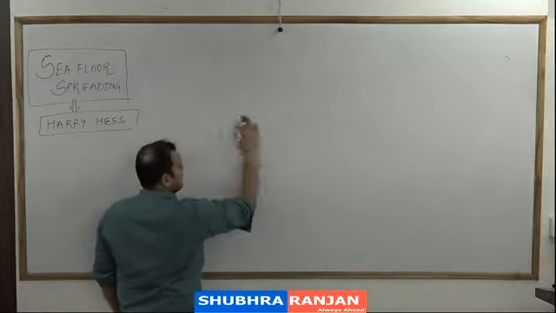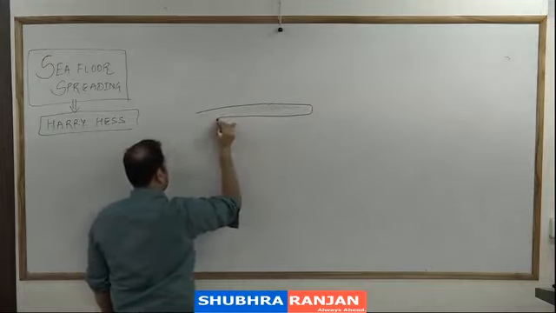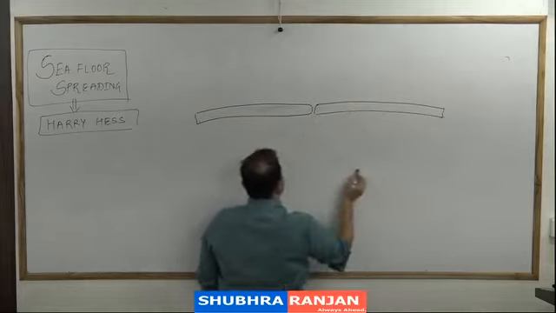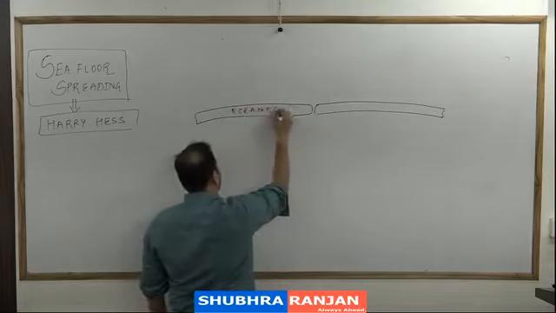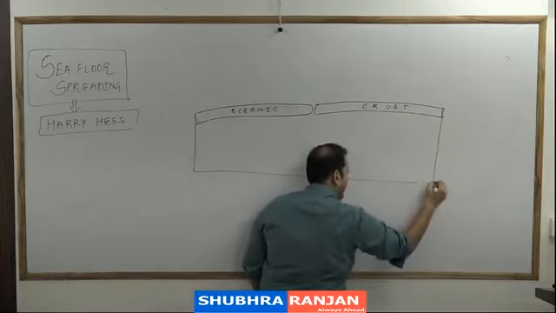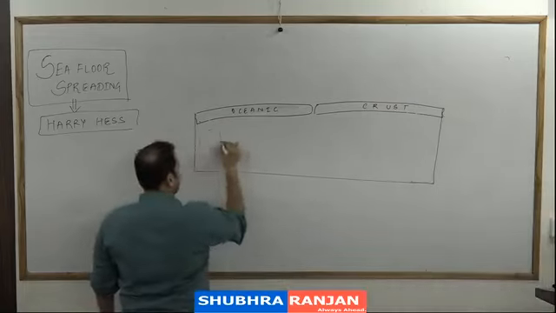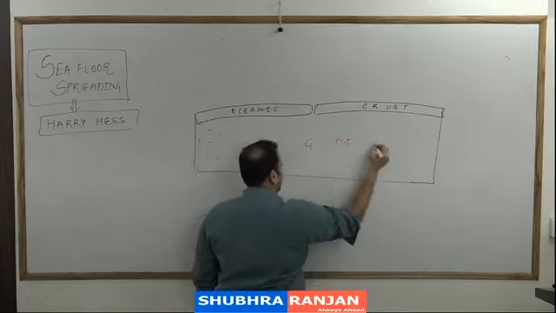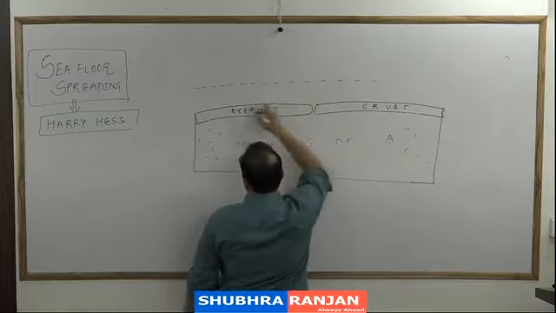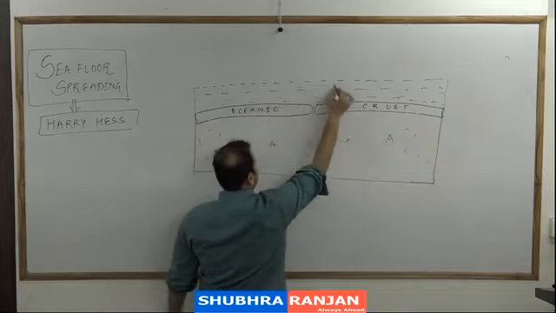Now see what Harry has said. If this is an oceanic crust which is present, and this is another oceanic crust which is present, below the oceanic crust, what is there? Asthenosphere. So can I say there is magma below? And above the oceanic crust, what is there? Water, that is the sea. It is not necessary that there is always a continental crust above the oceanic crust.